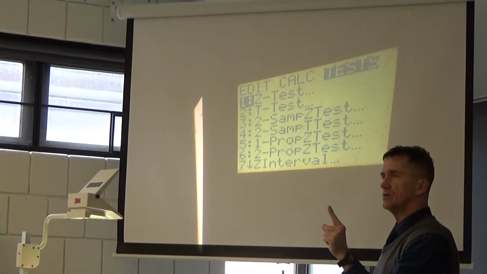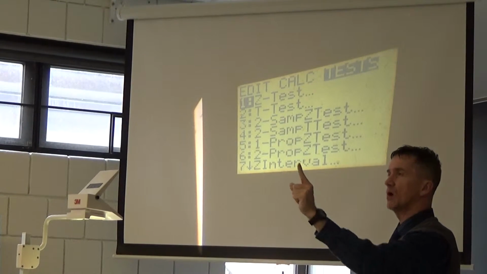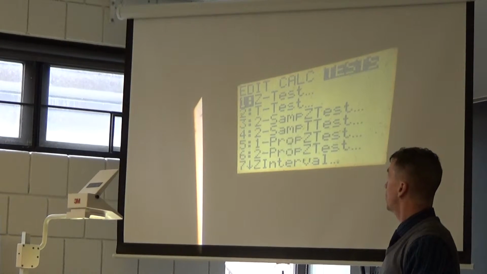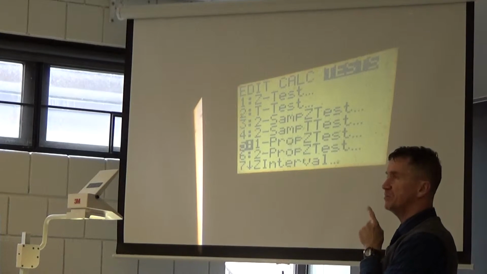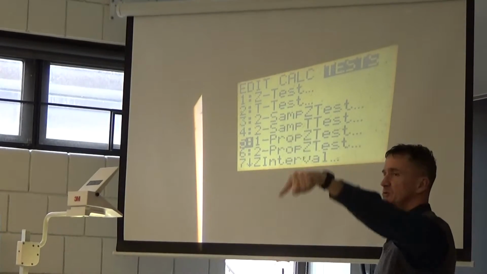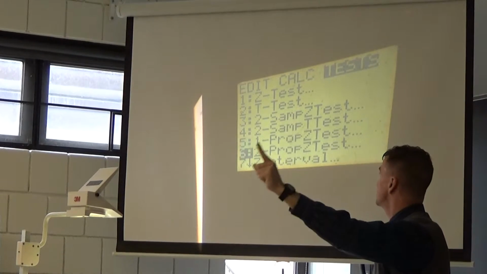But what type of interval? This is called a 1 proportion z interval. I'm looking for 1 proportion z. Oh, this was close, but what does it say? 1 proportion z test. I don't want that, that's chapter 10. I want 1 proportion z interval.